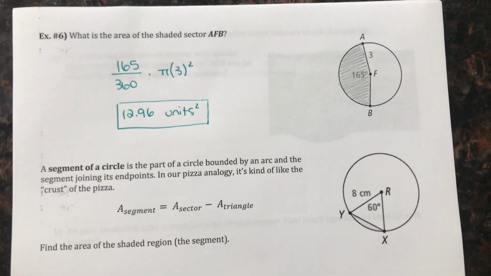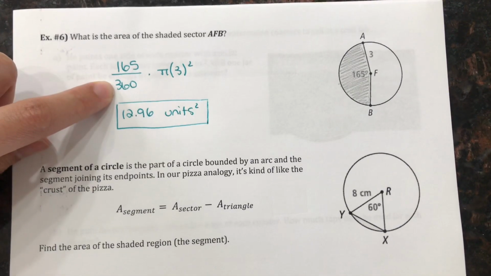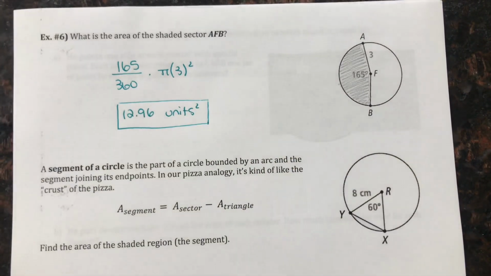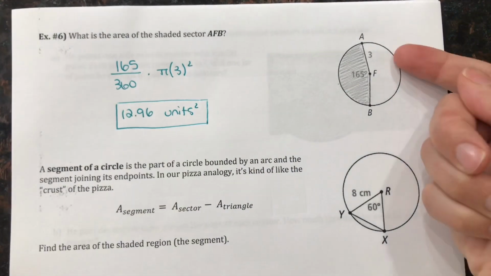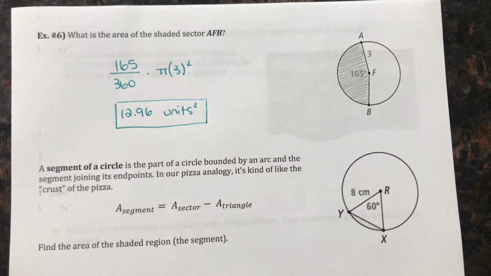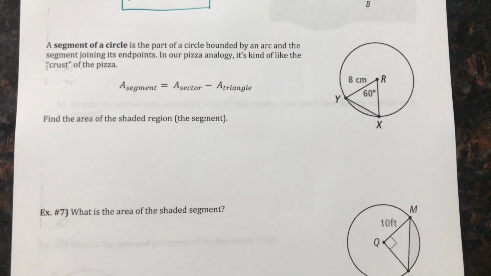All right, so you'll notice that we use the same formula, central angle over 360 times pi r squared, and we get 12.96 units squared. They didn't give us a unit here, so we're just calling it units squared. Now our last little section is talking about a segment of a circle.